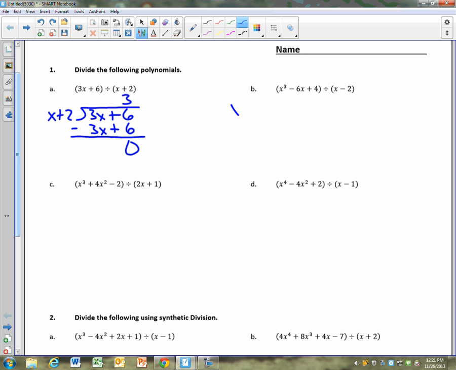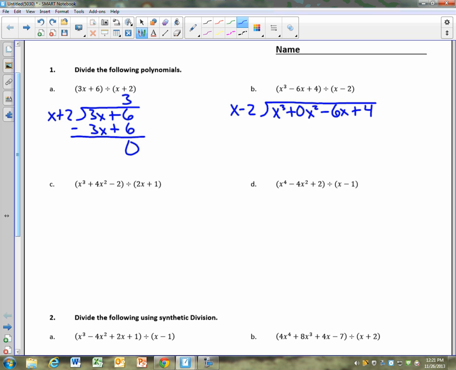What do you notice about this one that makes it a little bit tricky? 0x squared. If you don't see an x squared, you have to put one in there. You have to insert a placeholder. So there's no x squared in there. You have to insert the 0x squared. Now I know everybody's done this before because it's part of your regular and honors Algebra 2 courses. This should be a little bit of a refresher.